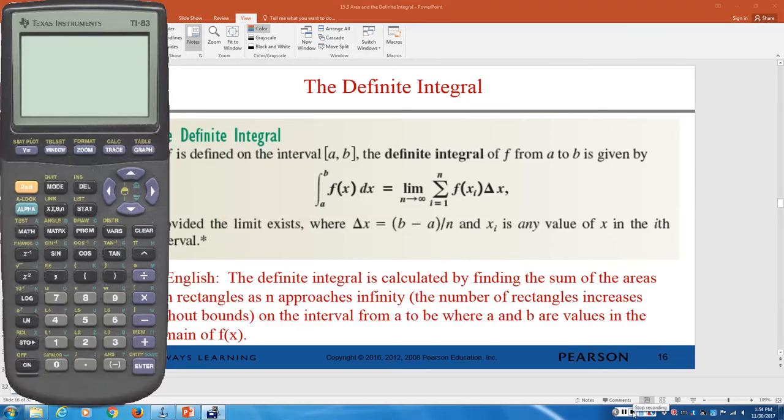Okay, so let's get started. Picking up where we left off yesterday in section 10.3, which is about the definite integral.